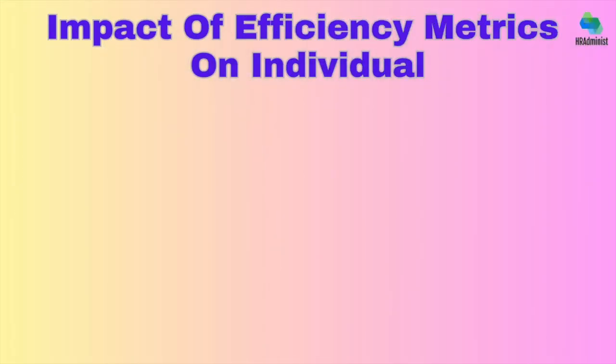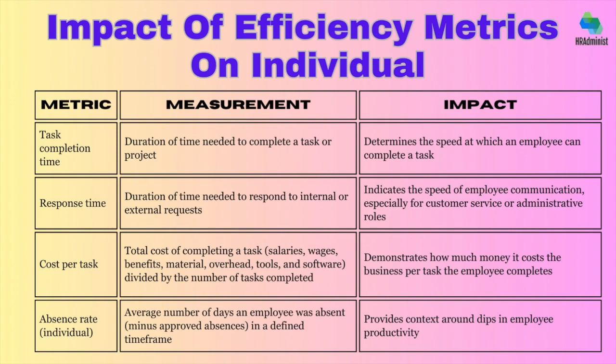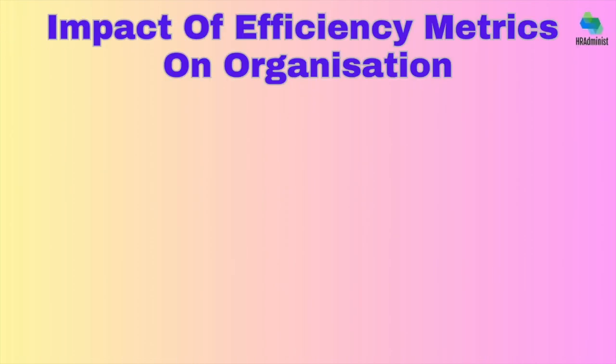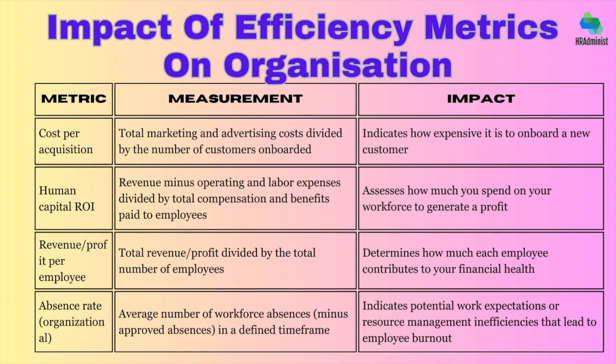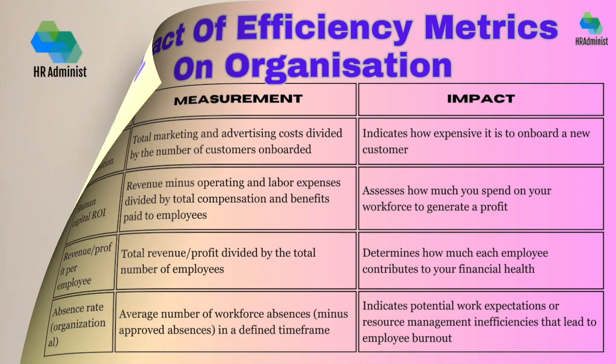Now you can have a look at the impact of efficiency metrics on individuals, wherein we have taken four metric criteria like task completion time, response time, cost per task and absence rate, and the measurement criteria for each metric and its impact. Similarly, here is the impact of efficiency metrics on the organization under the metric criteria like cost per acquisition, human capital ROI, revenue per employee and absence rate.